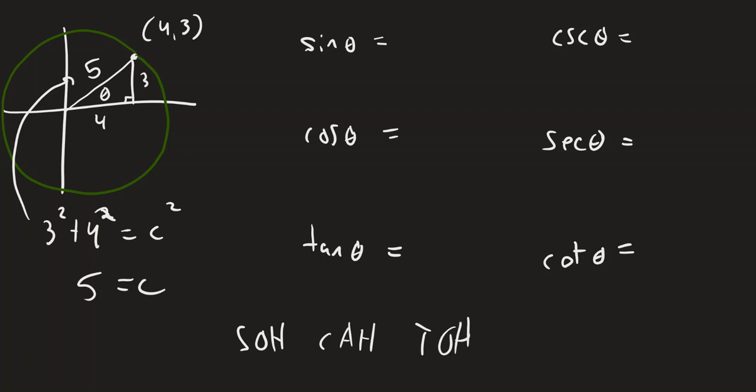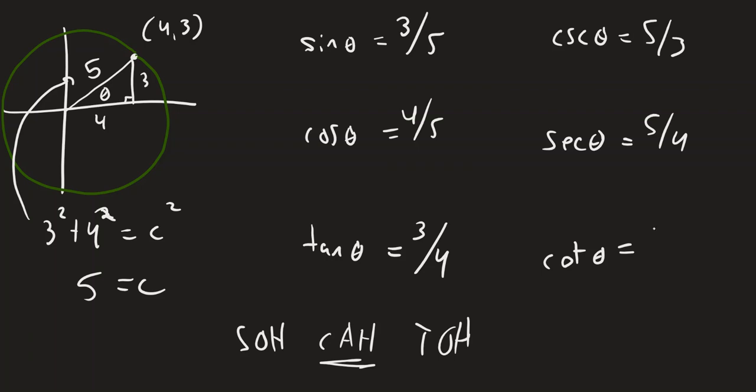Now we can do the SOHCAHTOA acronym, and sine is opposite over hypotenuse. Cosecant is its reciprocal. Cosine is adjacent over hypotenuse, so 4 over 5. Secant is its reciprocal. Tangent is opposite over adjacent. And cotangent is its reciprocal.